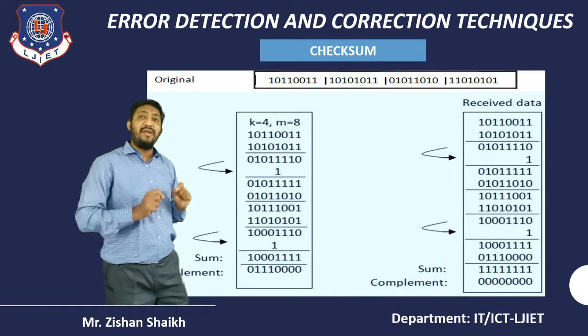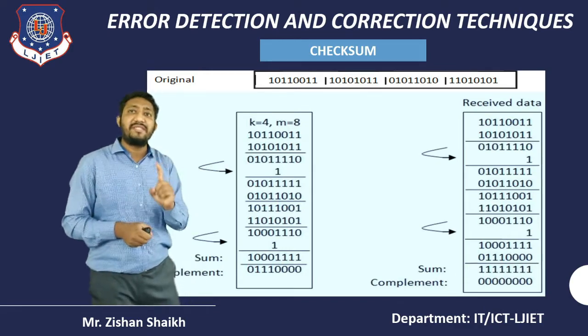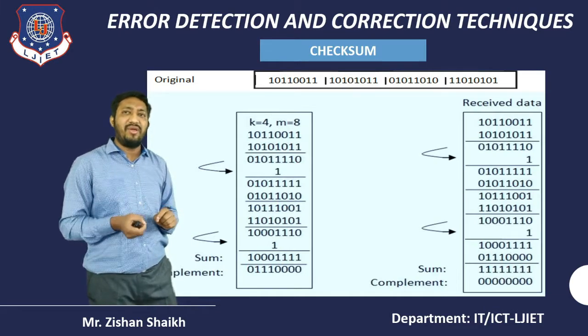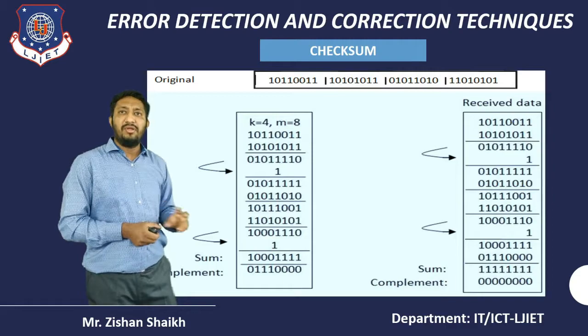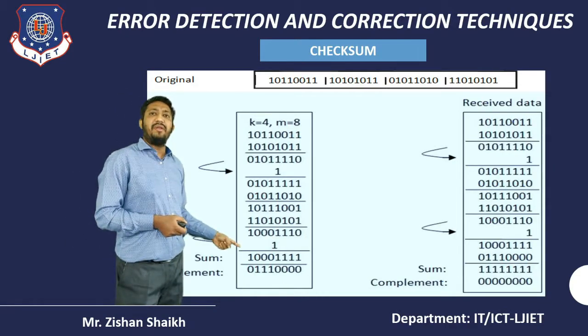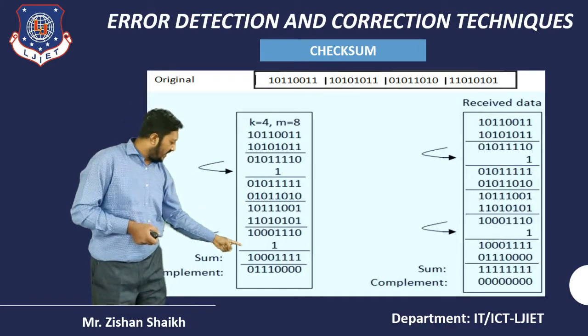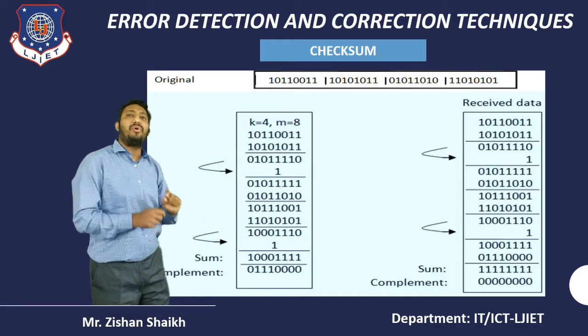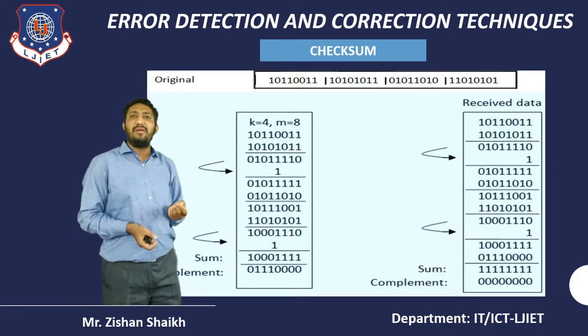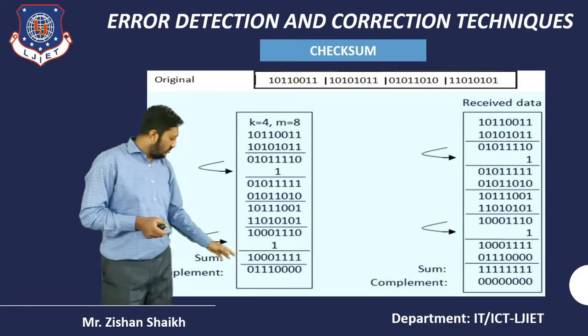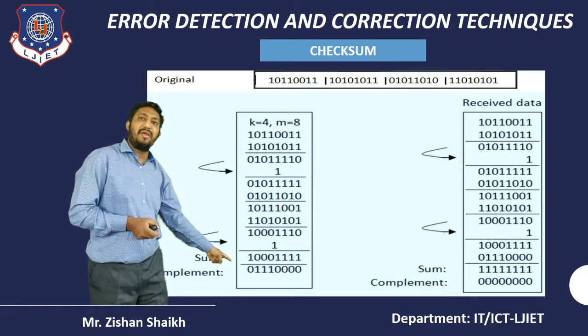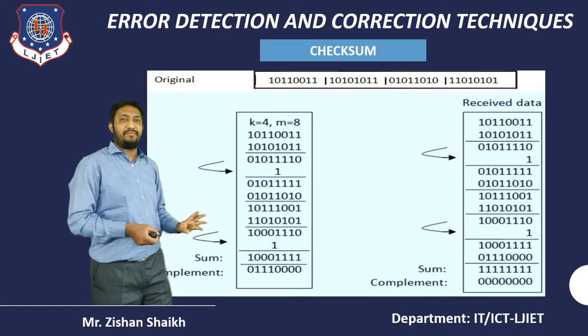But for the error detection technique, we require the checksum. So how can we get that checksum? It is very simple. The sum of all the data bits that we got in this step, we have to complement. Complement means 1 to 0 and 0 to 1. So we get this complement at the sender side.